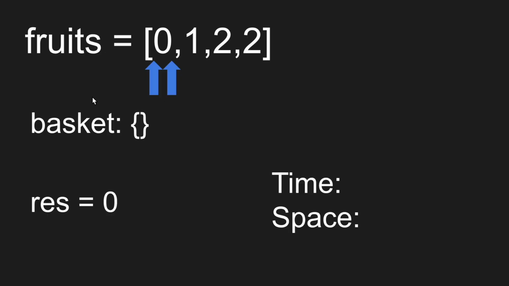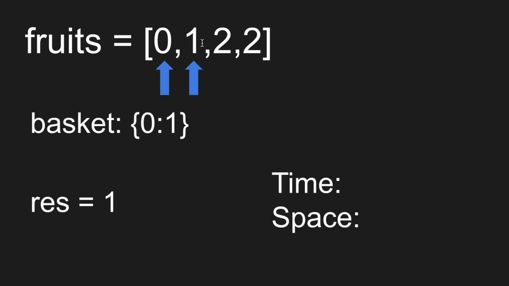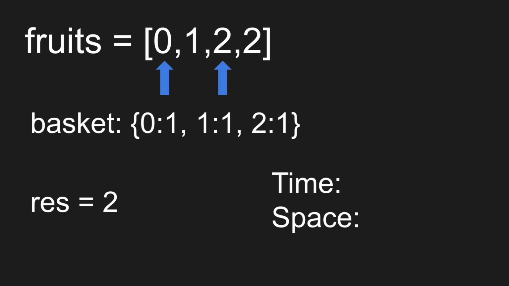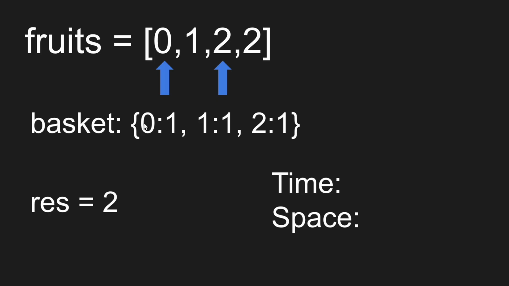So let's go over this example real quick. So first, the right pointer is at 0, so we add to the basket here, and then we update the result because the max that we can have right now is 1. So we shift the right pointer, and the right pointer has a 1, so we add 1 to basket, and then we update the result, shift the right pointer again, and the right pointer has a 2, so we add 2 to basket. But now that the basket has more than 2 types of fruits, we'll have to shift the left pointer and delete this one.